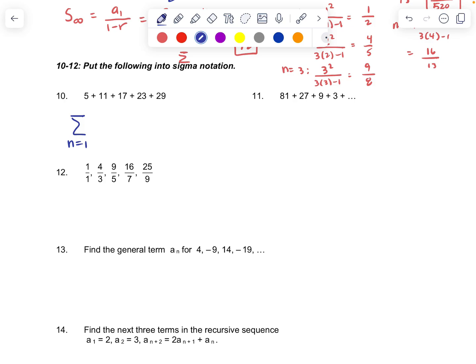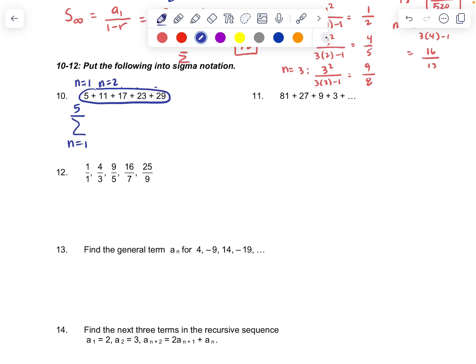Now look, how many terms do I have? I have 1, 2, 3, 4, 5. So I'm going from n equals 1 to n equals 5. So that's the first step. Now I need to find a formula for these numbers so that when I plug in n equals 1, it's going to spit out 5. When I plug in n equals 2, it's going to spit out 11, and so on and so forth.